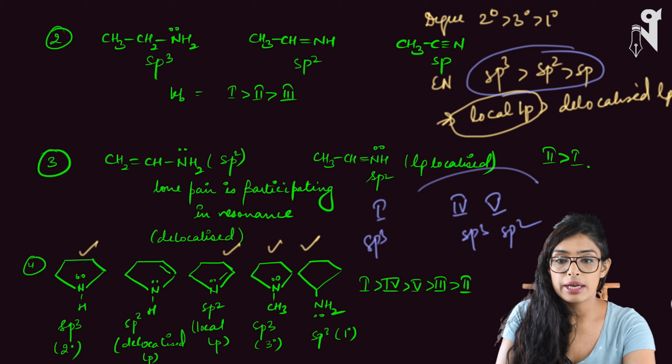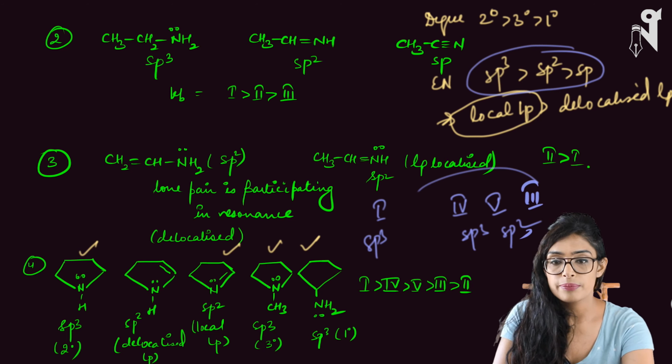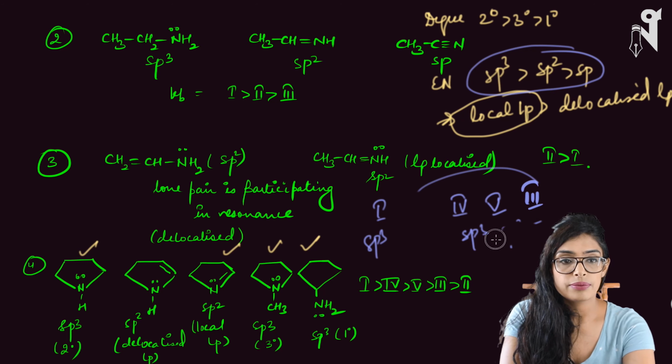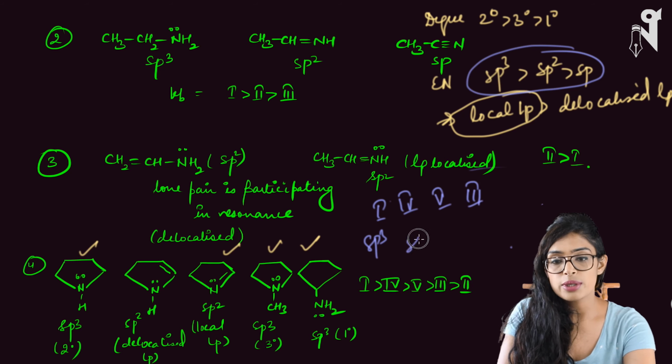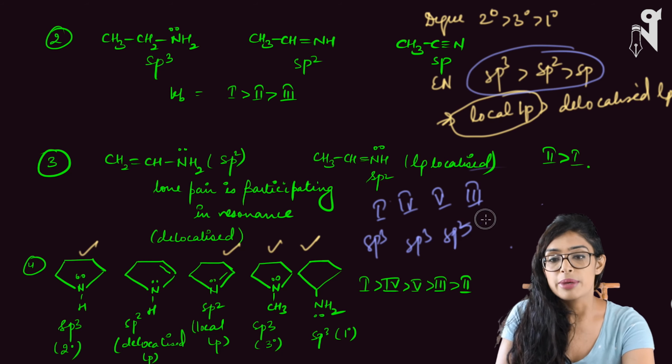So this is my third one. My bad, just give me some time to clear it. So I can write it as first, fourth, fifth, and third. All these three are sp3, and this one is sp2. sp2 is automatically less basic.